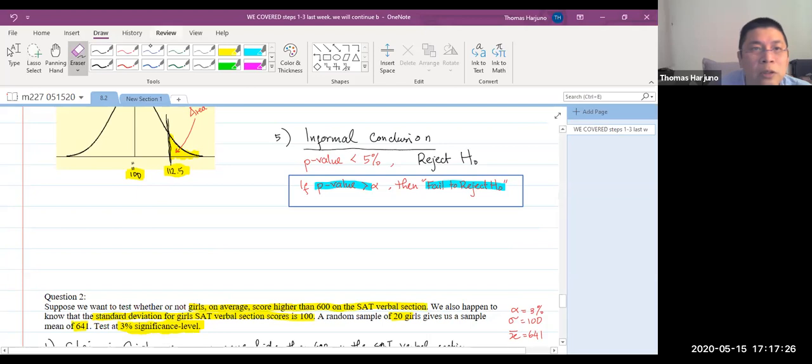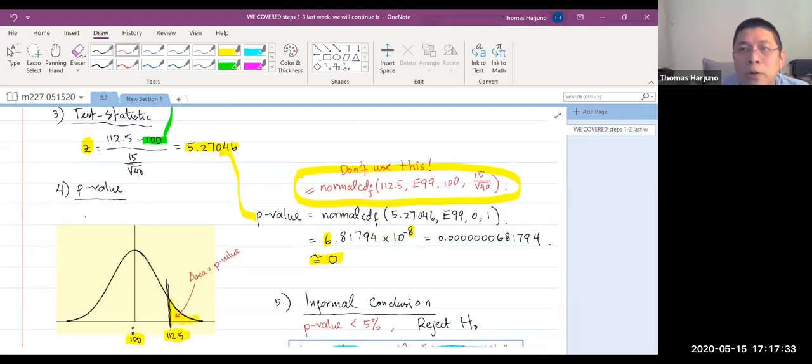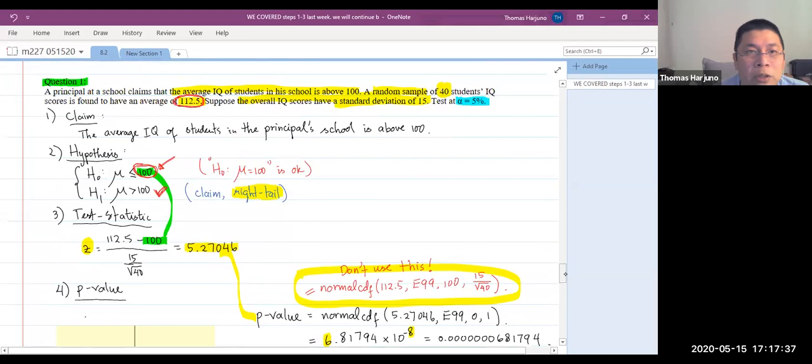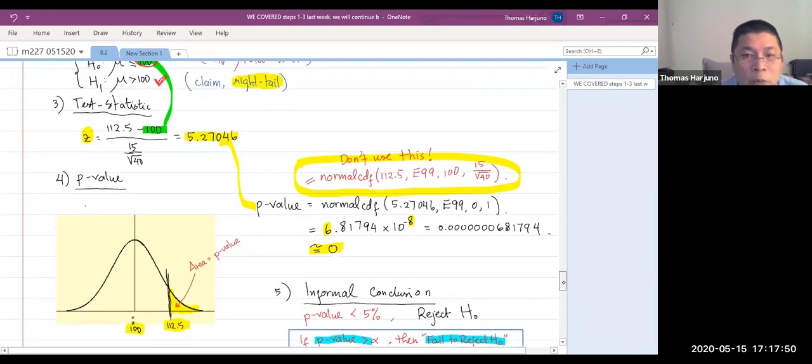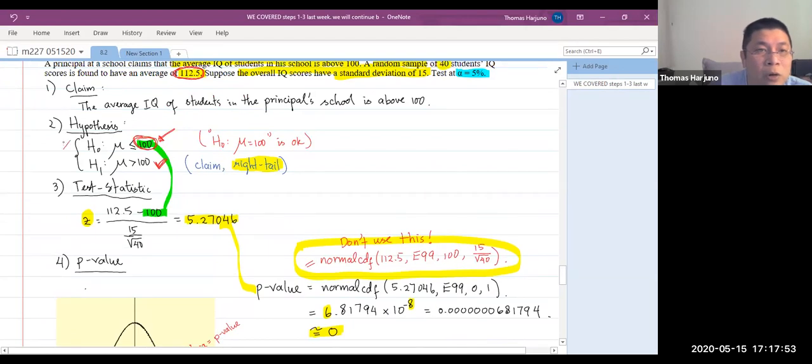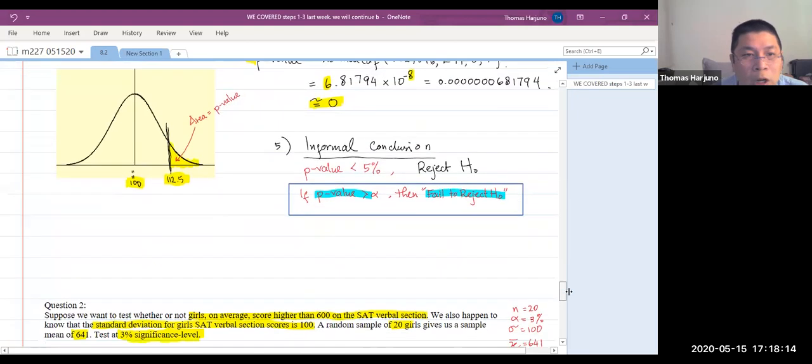I hope you take some notes. Otherwise, you need to look at the whole picture here. Let me pull it up a little bit so you can see better. So this is question 1. The claim is the average IQ of students in principal school is above 100. And then in step 5, we reject null hypothesis, so this is what we support, right? And the one we support happens to be the claim. So we then support the claim.